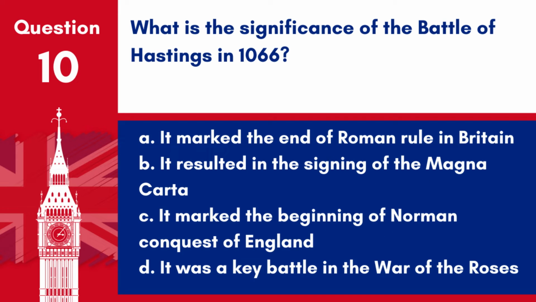Question 10. What is the significance of the Battle of Hastings in 1066? A. It marked the end of Roman rule in Britain. B. It resulted in the signing of the Magna Carta. C. It marked the beginning of Norman conquest of England. D. It was a key battle in the War of the Roses. Answer: C. It marked the beginning of Norman conquest of England. The Battle of Hastings in 1066 is significant for marking the beginning of the Norman conquest of England.